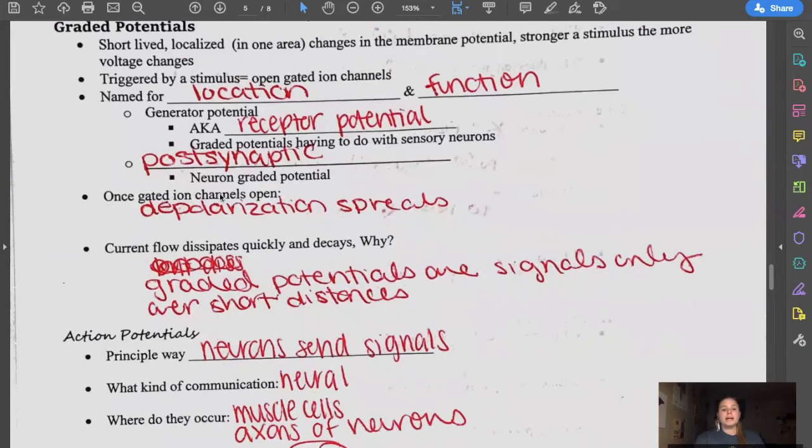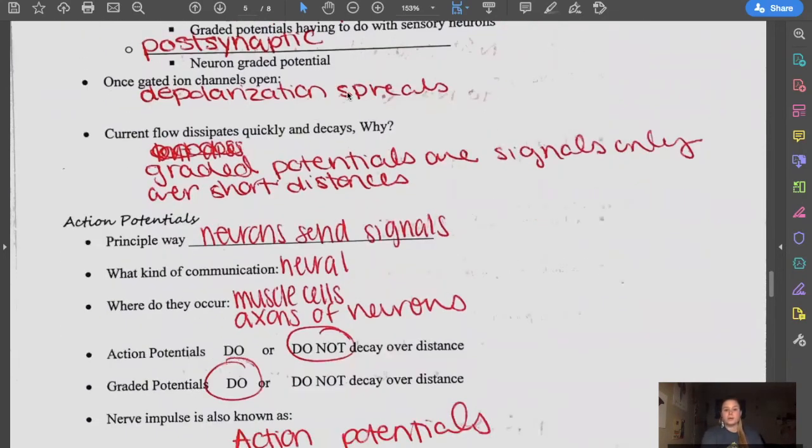All right, once an ion gated channel opens, the depolarization spreads. So remember how those little sodium channels were opening and allowing sodium to come in? Those gated ion channels were opened and allow the depolarization to happen, right? Which means we're getting more positive on the inside. And so we're going up and up and becoming less negative, closer to 0, okay? And so the current flow dissipates quickly and decays, right? So they're signals that are only meant for short distances. These graded potentials don't go really far. They're meant for smaller distances, okay?